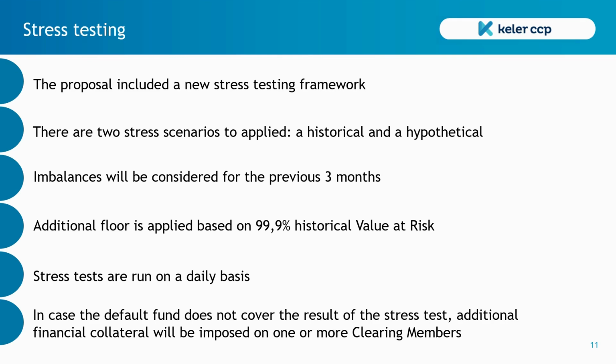And also I would like to add that an additional floor is applied for the default fund. We calculate a 99.9% historical value at risk value based on the uncovered imbalances for the market model.